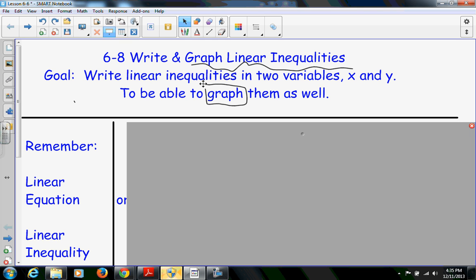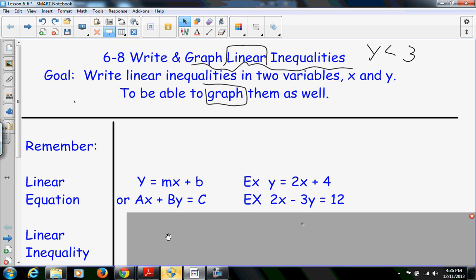You'll recall we already know how to graph regular inequalities that are in the form y equals 3. But now we're going to transfer it into linear inequalities, and linear should be a tip-off. We're going to be talking about lines on an xy coordinate plane here. All right. A couple things that we need to remember.